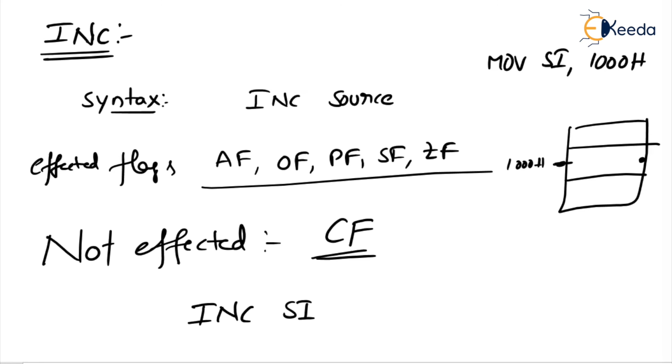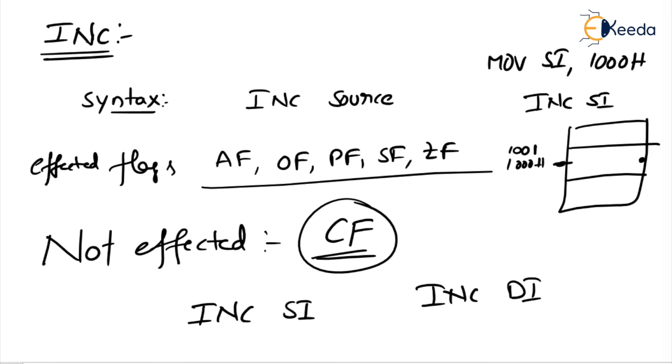Now I want to increment this location. Simply what I have to do? Increment SI. That means again which location will come? 1001 location will come. The same increment we can write like this also: increment DI. So like this will happen. Which flag is not affected? Carry flag.